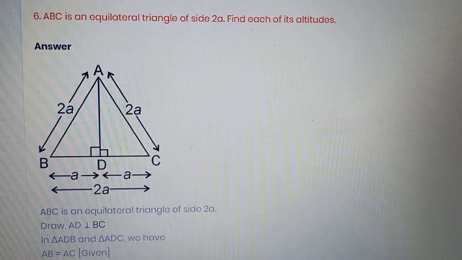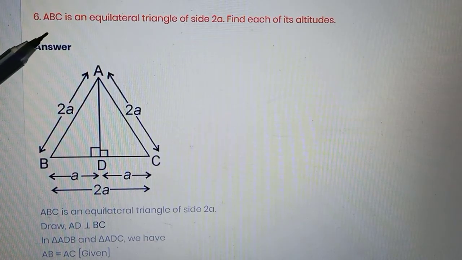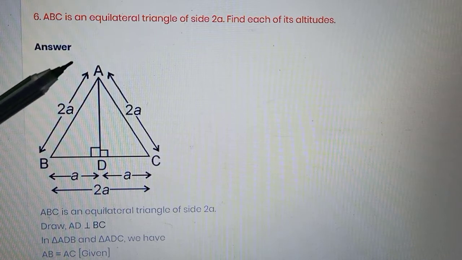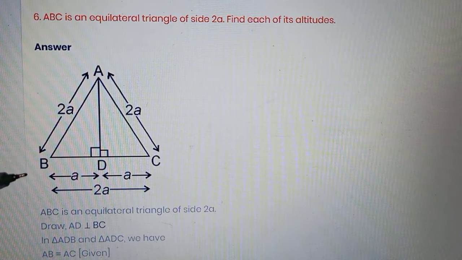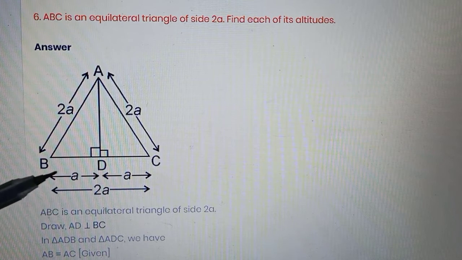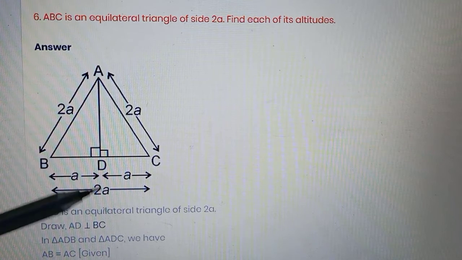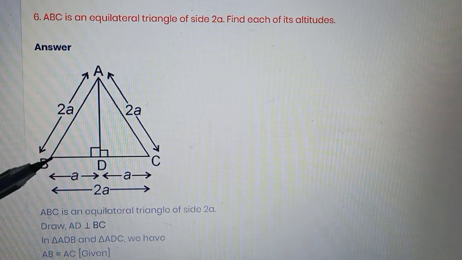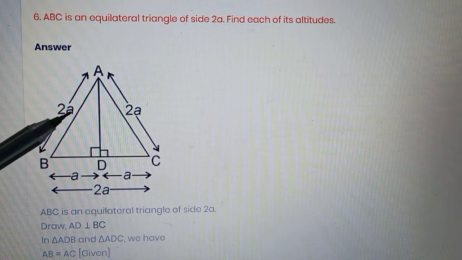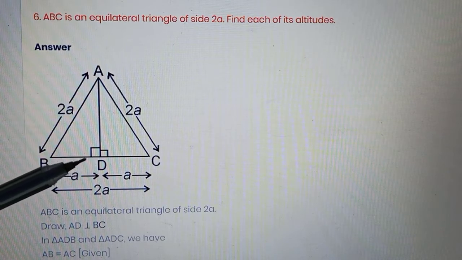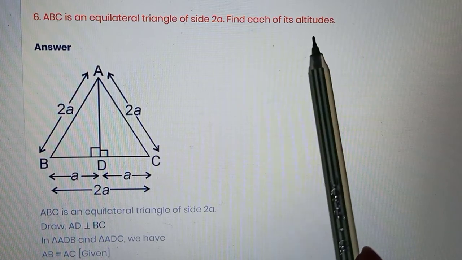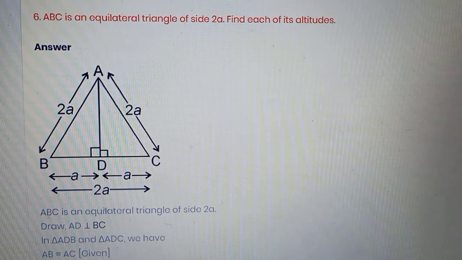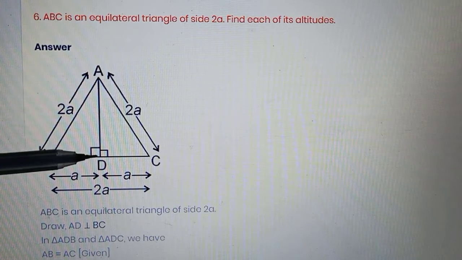Now in the sixth question, children, they have given you an equilateral triangle now. ABC is an equilateral triangle with side 2a. Then you have to find each of its altitude. Now equilateral triangle, all three sides are equal. Okay, 2a, 2a, this side would also be 2a. And when all three sides are equal, naturally all the three altitudes are also equal in length. तो आप एक altitude निकाल के दिखा दो, that would be each of its altitude would be of the same length.